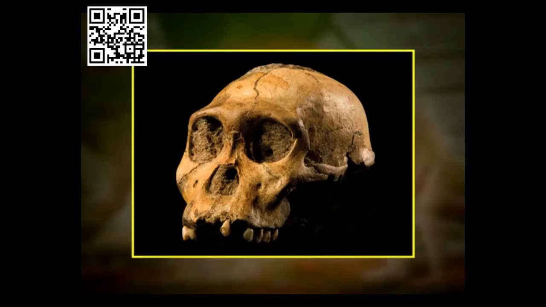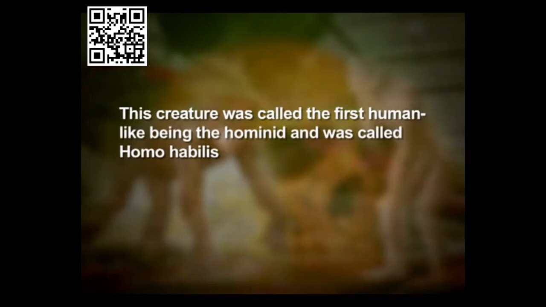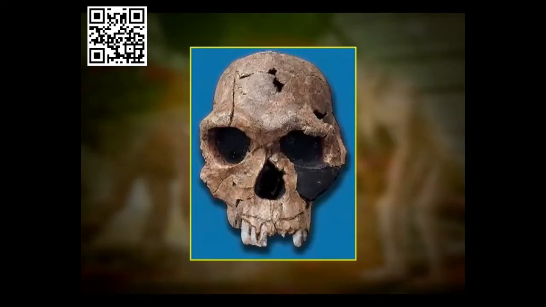2 million years ago, Australopithecines probably lived in East African grasslands. Evidence shows they hunted with stone weapons but essentially ate fruits. Some of the bones among those discovered were different. This creature was called the first human-like being, the hominid, and was called Homo habilis. The brain capacities were between 650 to 800 cubic centimeters. They probably did not eat meat.